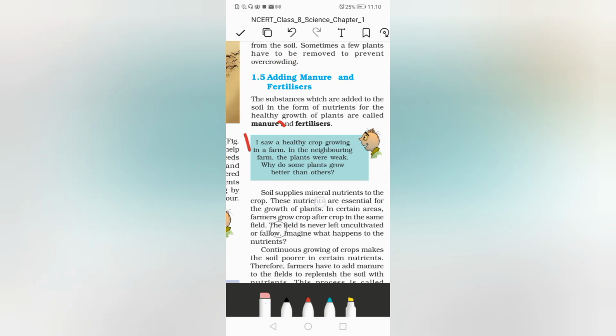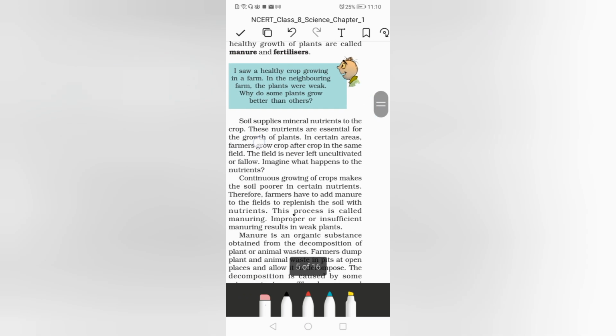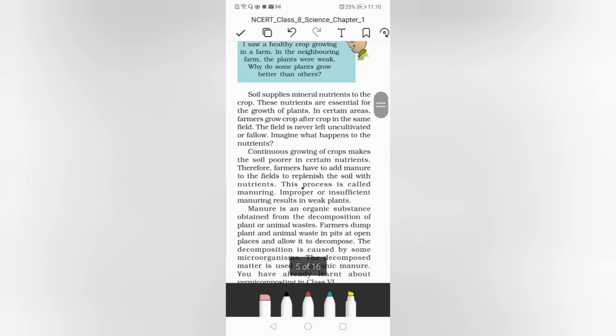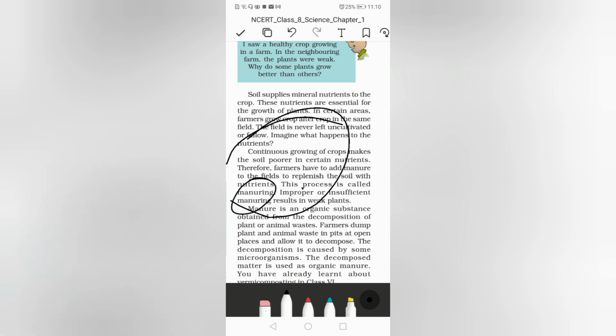The field, okay, continuous growing of crops makes the soil poorer in certain nutrients. Therefore, farmers have to add manure to the fields and replenish the soil with nutrients. This process is called manuring. Now, this is another important paragraph because this is telling you the definition of manuring. So, what is the definition of manuring? The definition of manuring is adding manure to the fields to replenish the soil with nutrients. This process is called manuring.